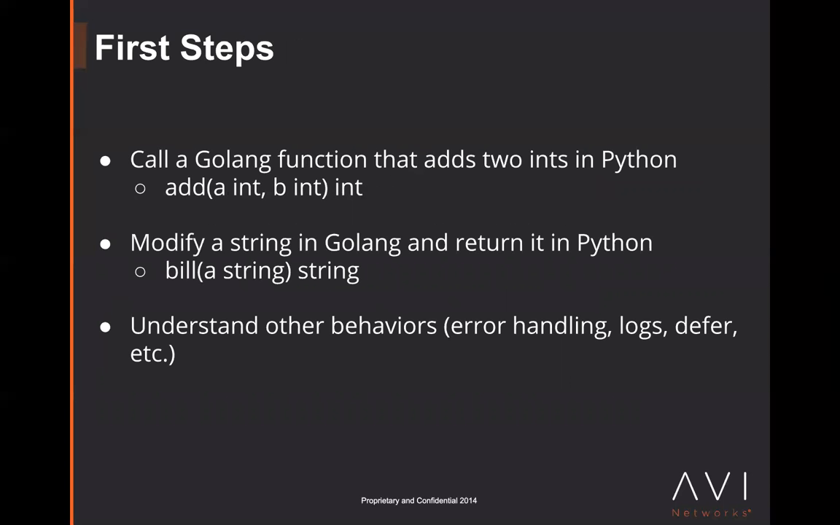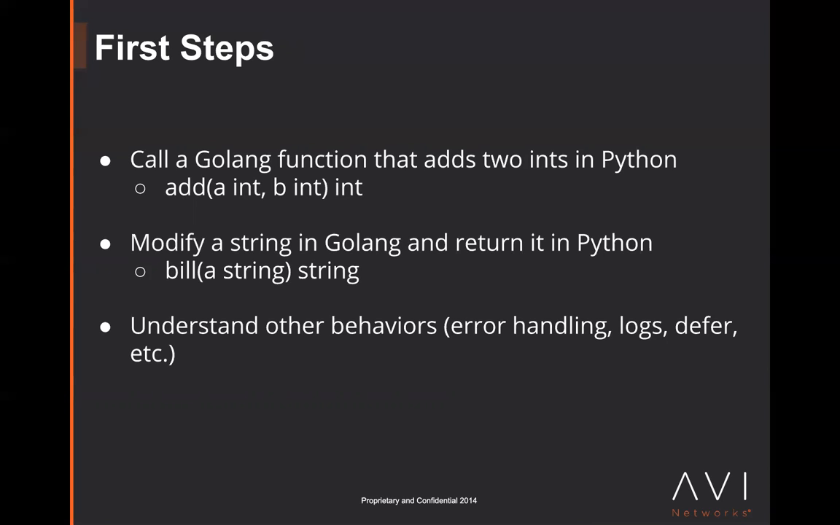So I'll just walk you through the first steps of this project. The first step was to call a simple function in Go, which took two ints and summed them, and print that out in Python. This was super straightforward. You just have this function add in Go, and it'll print out the sum of those two integers in Python.